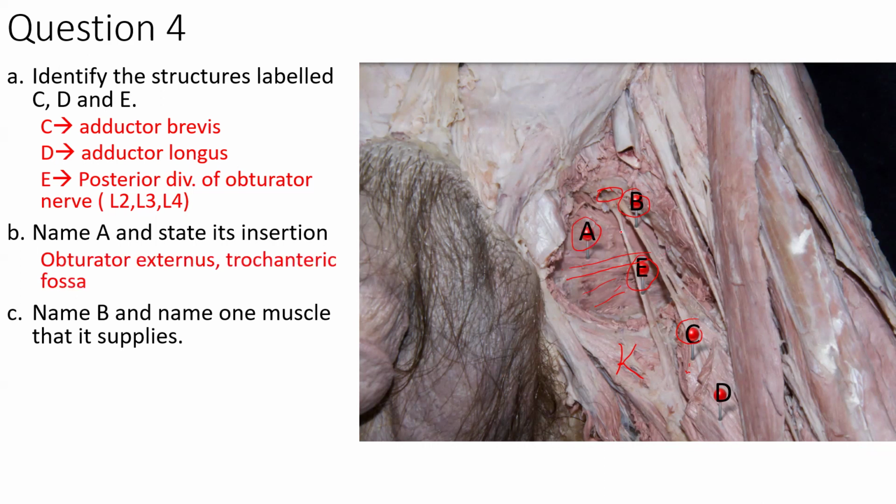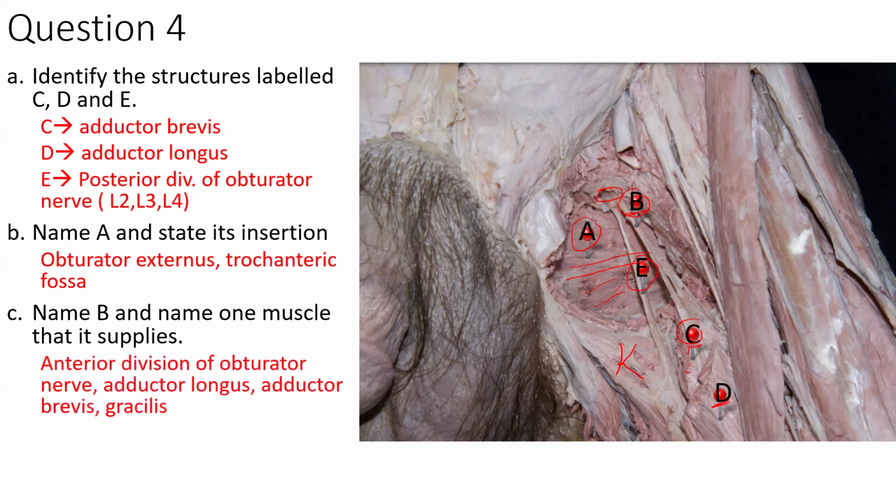Name B and one muscle that it supplies. Structure B here is now the anterior division of obturator nerve, and some muscles it supplies: the muscle labeled D, adductor longus. Structure label C, adductor brevis. It also supplies pectineus and gracilis. So here also add pectineus. Great. Those are the structures which are supplied by the anterior division of obturator nerve.